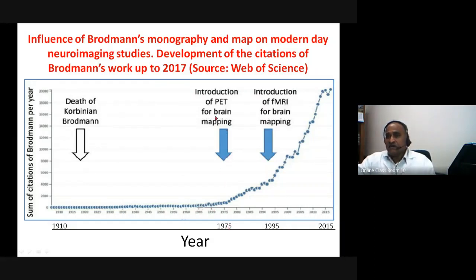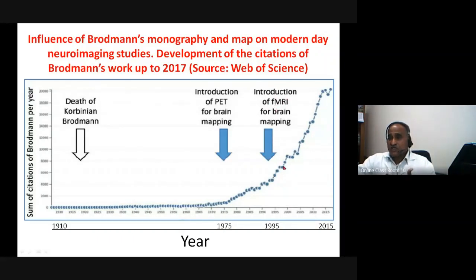Somewhere in 1975, the CT scan developed. That is, PET scanning, brain mapping or brain imaging, developed. And this is the period. Once the PET scanning or CT scan came up, see the rise in the number of persons referring to this book or using this book as a resource. Somewhere here in 1993 or 94, the MRIs, especially the functional MRIs of the brain, were introduced.